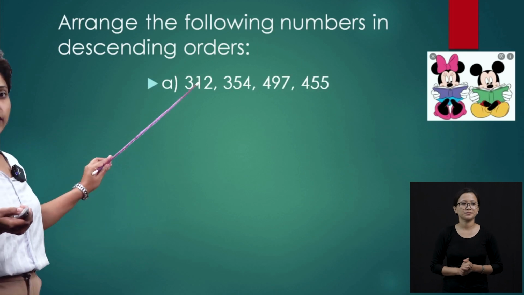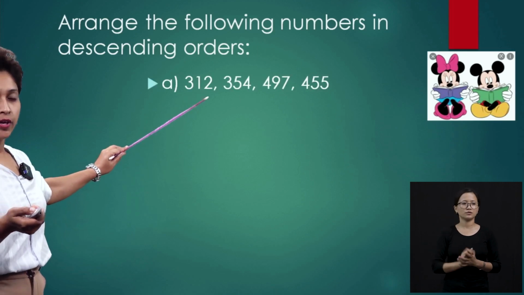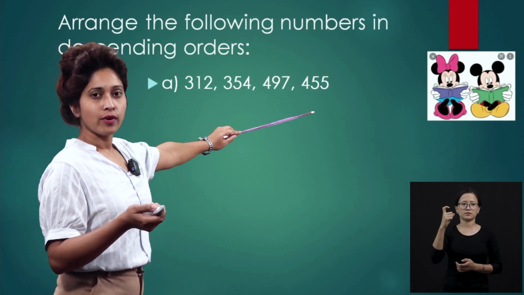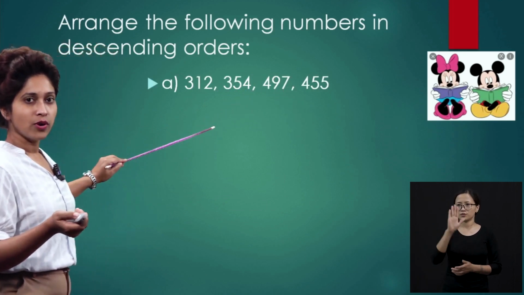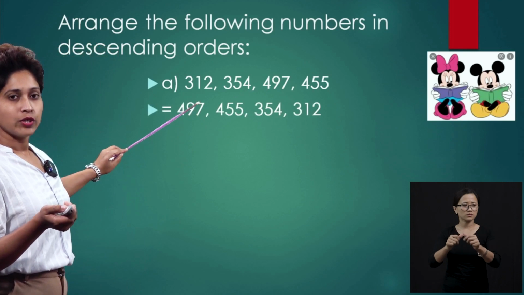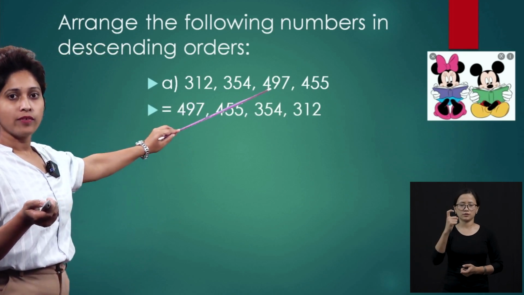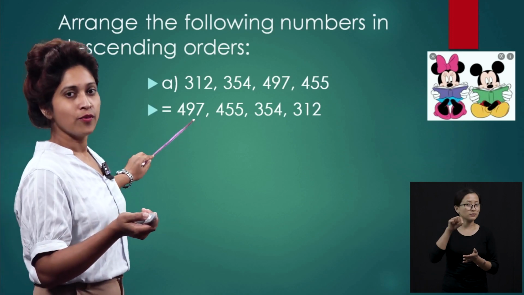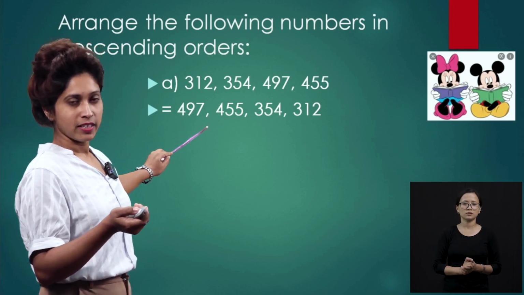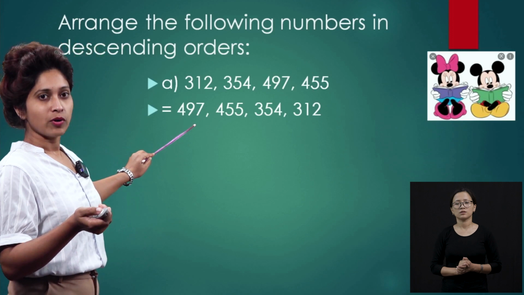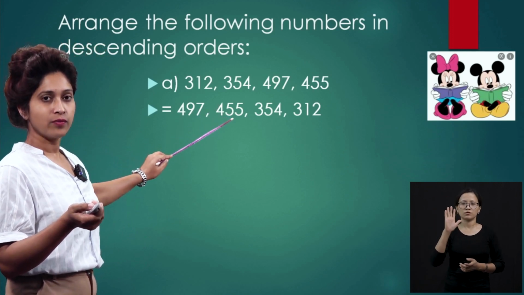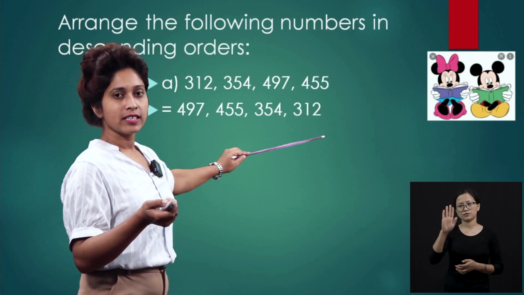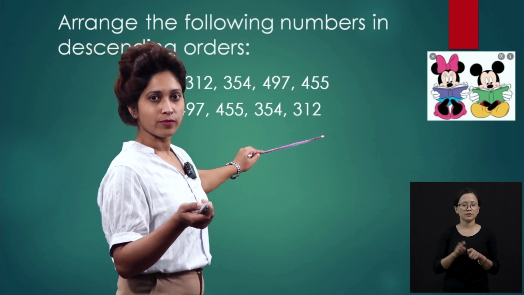Let's see the first descending order. What you have, children? You have 312, 354, 497, and 455, right? So what is the answer? Which is the biggest one among the four of them, students? See it carefully. 497. It will be the biggest among them. The next biggest is 455, and next 354. Next you have 312, right?